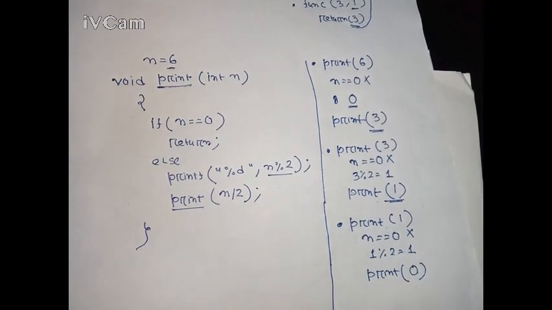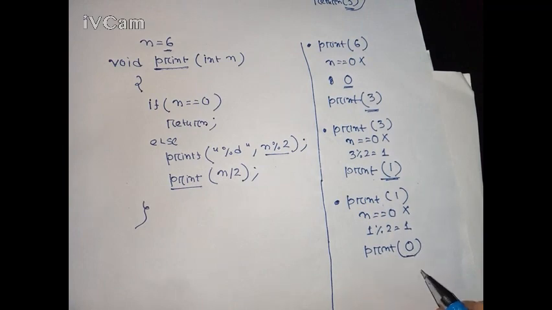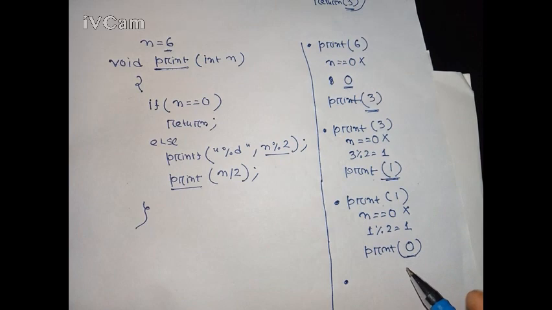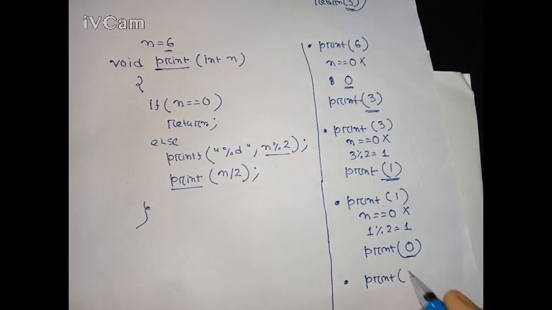Now look at this, this time it passes the value 0. So it checks whether n equal to 0. It says yes, n equal to 0. So first write down the print function. It passes the value 0. So it will return. Whenever it returns, it comes back to this part, right?